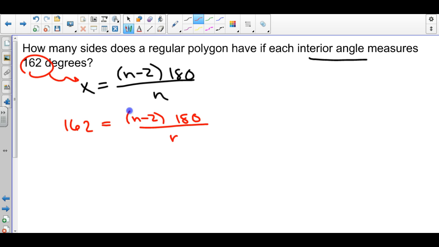In order to solve this, I'm going to multiply both sides by n, and that's going to get rid of this n in the denominator. So my left side, I have 162n equals n minus 2 times 180.